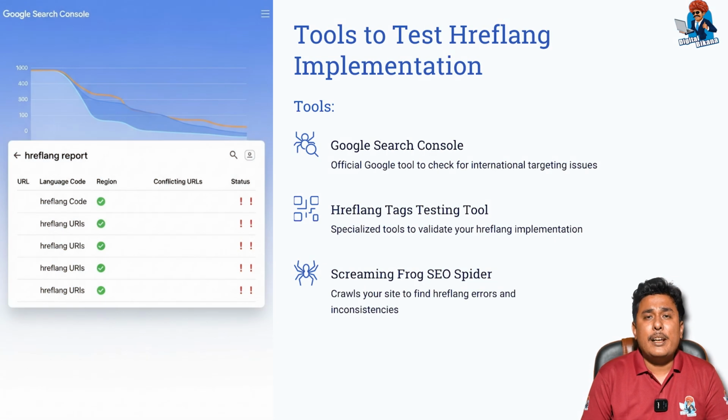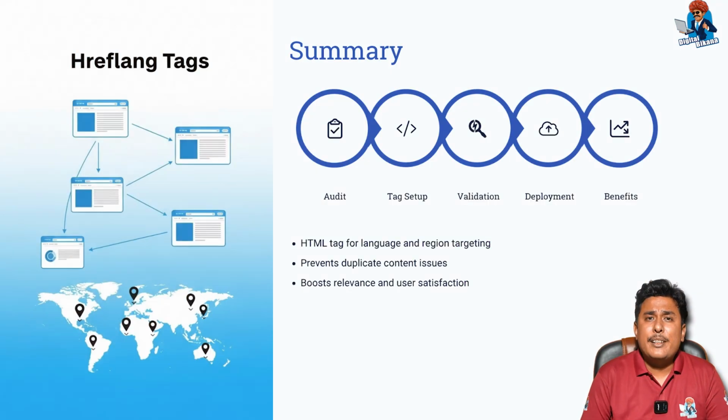Test your Hreflang setup using Google Search Console, Hreflang tags testing tools, or SEO crawlers like Screaming Frog to make sure everything works correctly. Hreflang tags help search engines serve the correct language and region version of a page. Correct implementation improves SEO, avoids duplicate content, and ensures the best user experience.